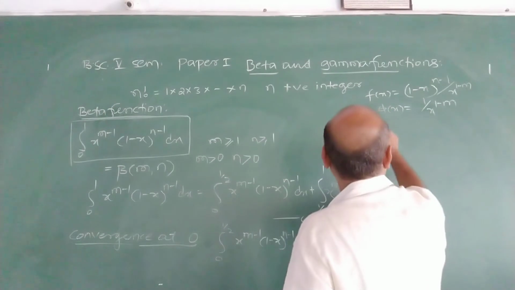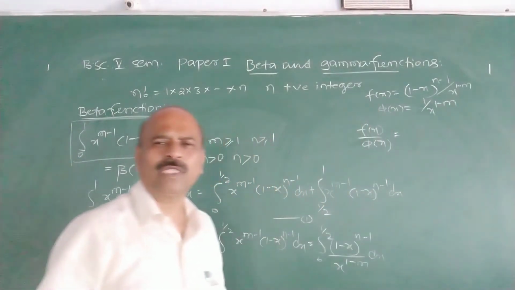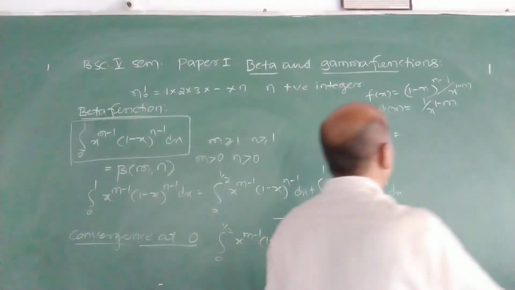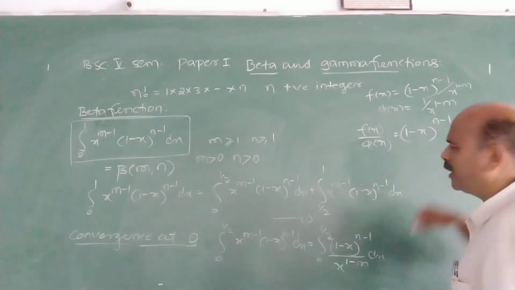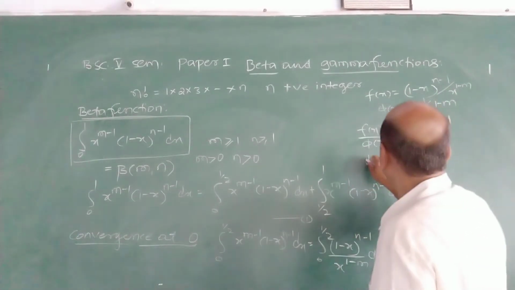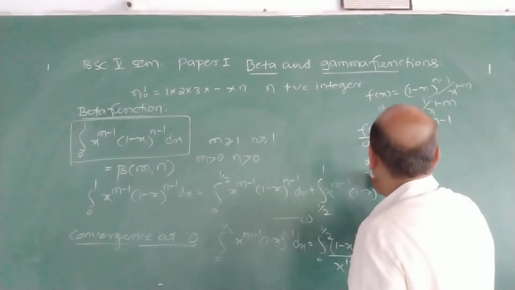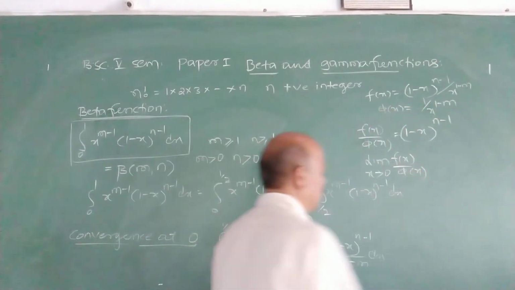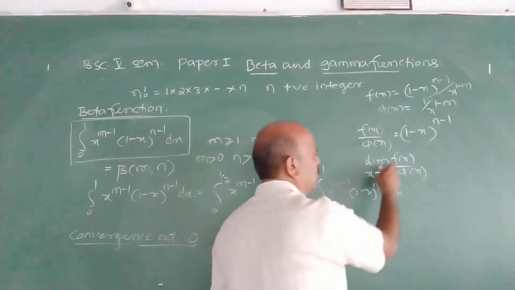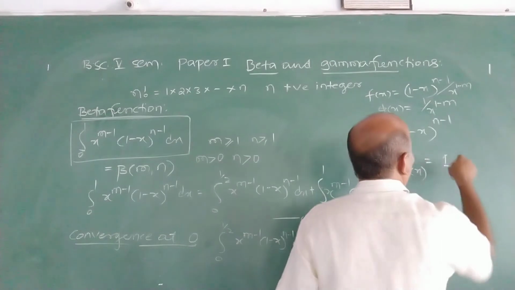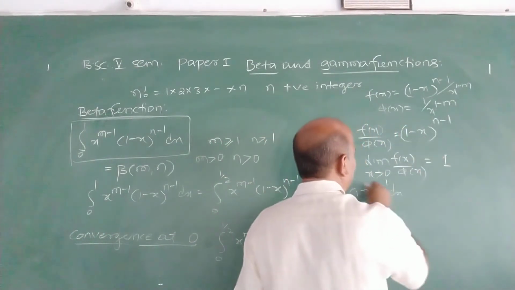What is the next step? Take f(x) upon phi(x). What is f(x) upon phi(x)? This cancels here, and you get (1-x)^(n-1). Therefore, the limit of f(x) upon phi(x) as x tends to 0. We are discussing convergence at 0. Take the limit as x tends to 0 of f(x) by phi(x); take x as 0, it is 1.